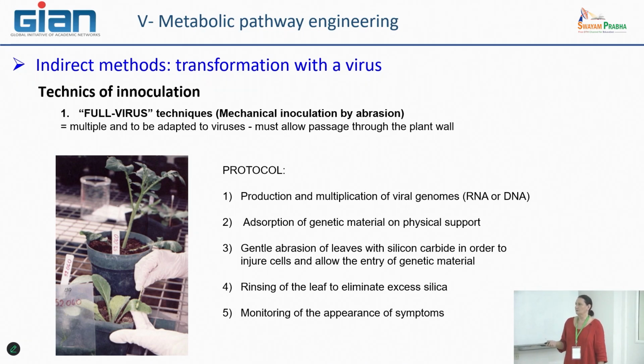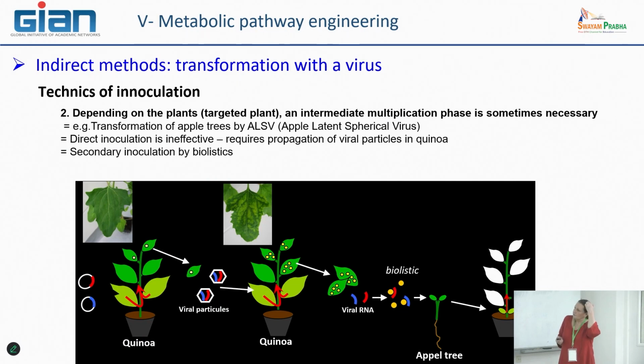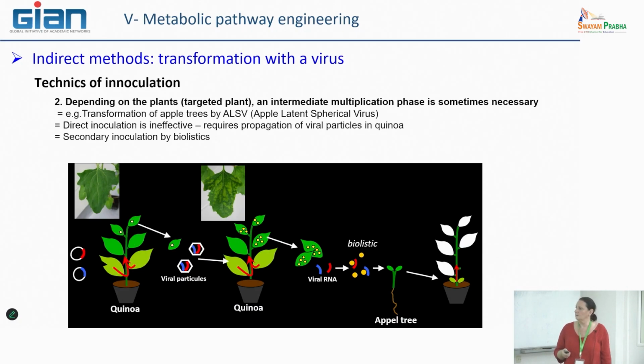So this is the way to infect a plant directly, and you need to be a little bit patient to see the efficiency of the infection, because you need to see the appearance of the first symptoms of the infection to be sure that it is okay. So here, for example, is one of the workflows we have developed in our lab.